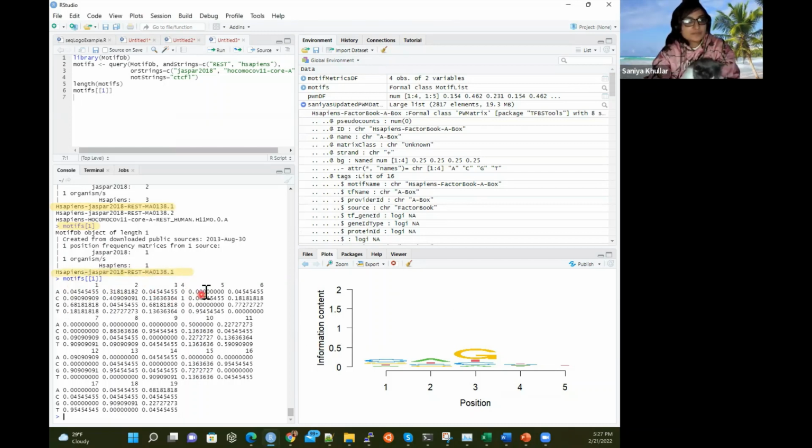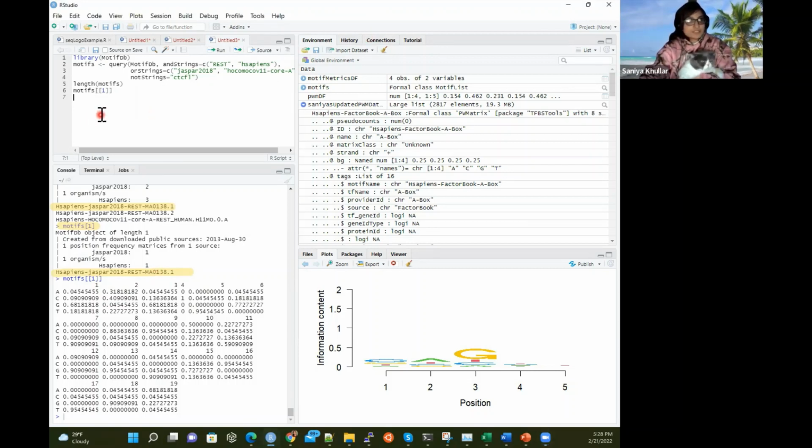1, 2, 3, 4, 5, 6. You can see in some positions, we are so certain that it's that base. So in the 4th position of this motif, we are super certain it's a C, for instance. And then in others, we may not know at all, but we know it's definitely not certain bases, which is always great information to know. So this motifs 1 gives us the probability weighted matrix for, for instance, this REST transcription factor.